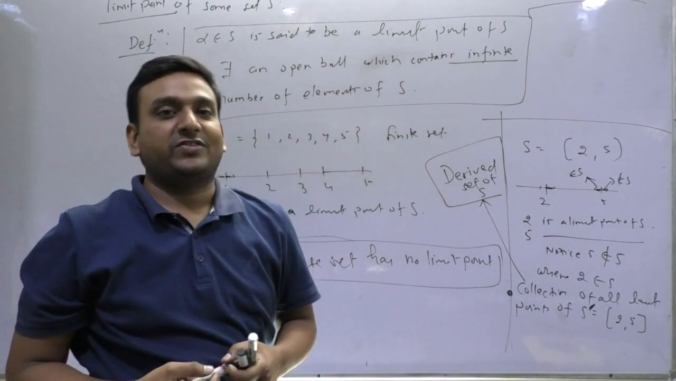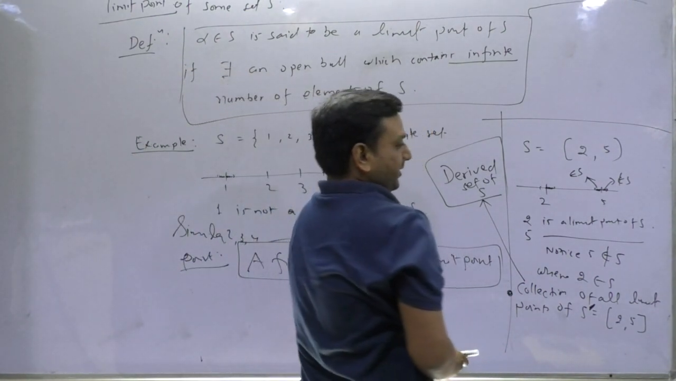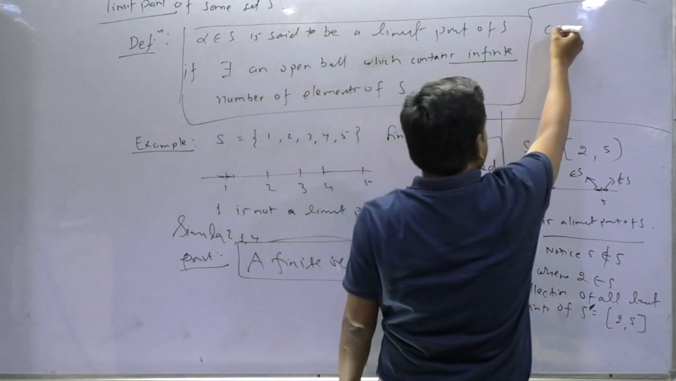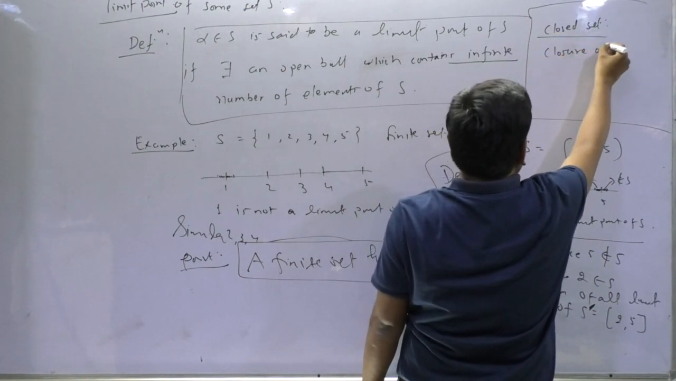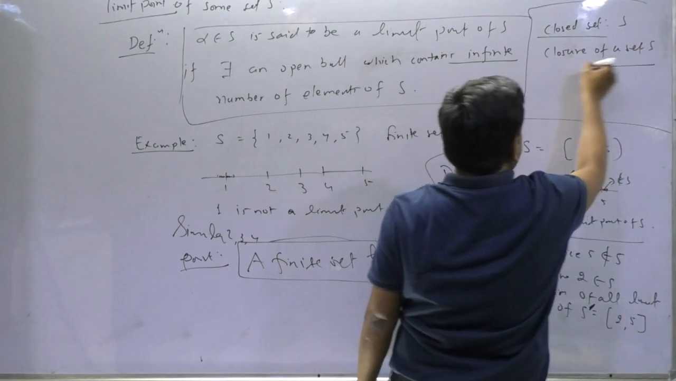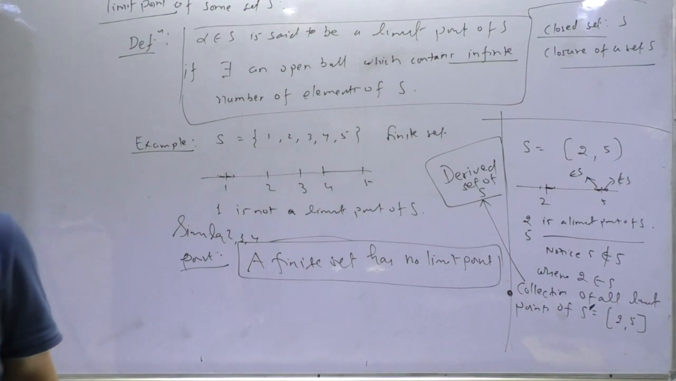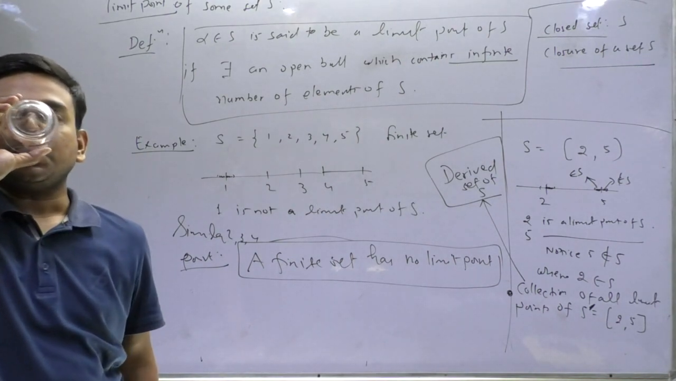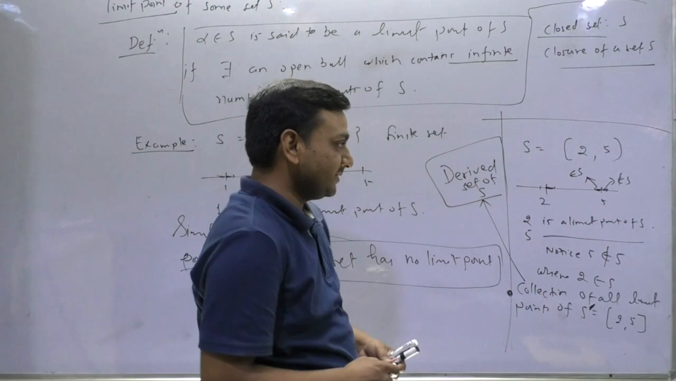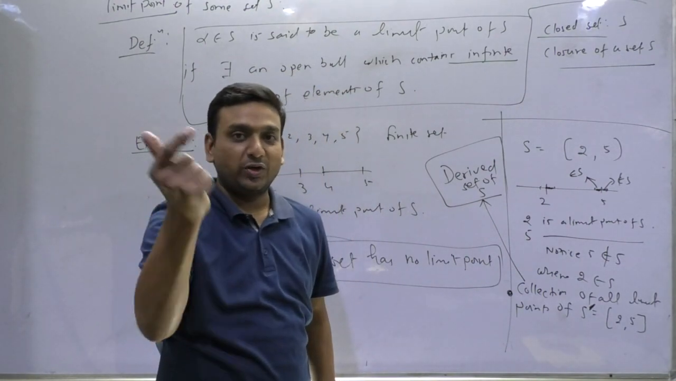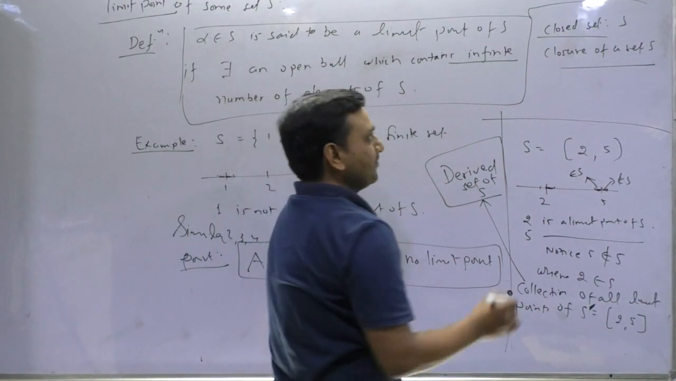Closure and closed set. Open sets we have discussed. Now I am moving on to closed set and closure of a set. What is the difference? Please be on the board. Today if it is clear, then you will enjoy. If today it is not clear, then it will never be clear. Please focus on the word.